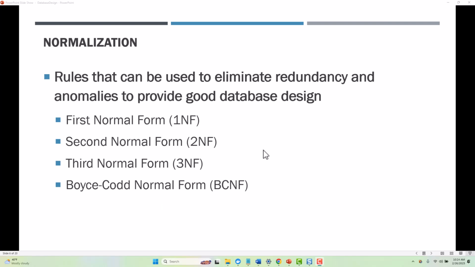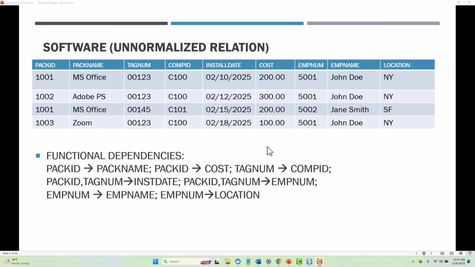And if we're going to go through each one of these steps, it's going to take us to a good place as far as normalizing our data so that we're not going to see any issues with anomalies. We are going to eliminate our redundancy in our data, and we're going to have some good database table design. If we continue on, we have here an unnormalized relation, and this is called software.